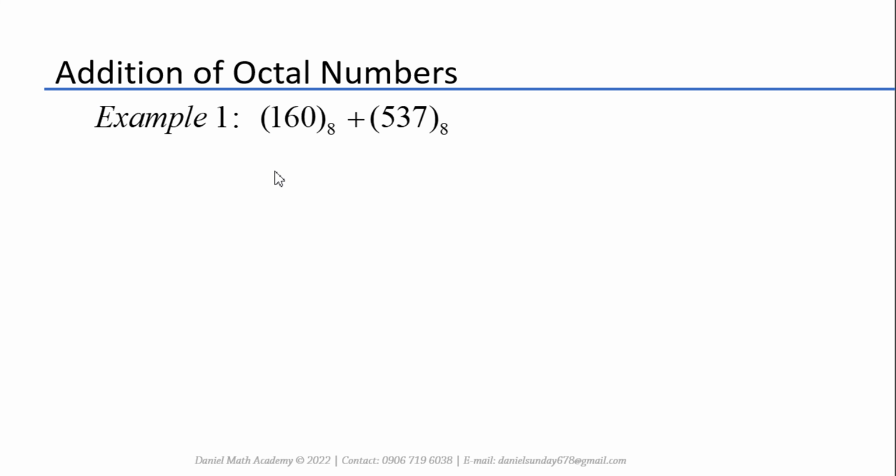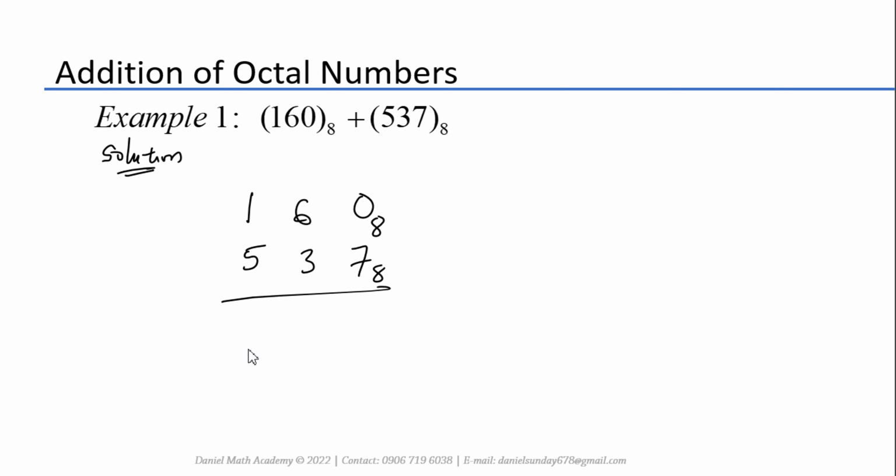So let's look at addition of numbers in octal base. How do we add numbers in octal base? We begin the same way. First, we arrange these numbers: 160 base 8 plus 537 base 8. Okay, so we're going to add them. Don't forget this addition. The same rules that we followed before, we're going to follow here.